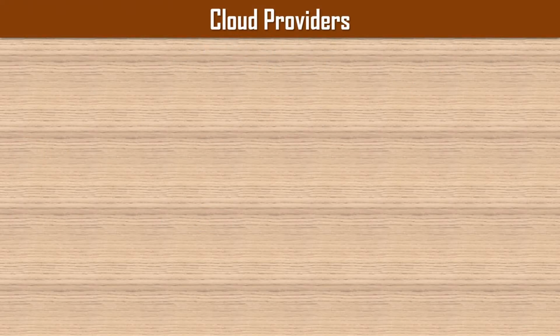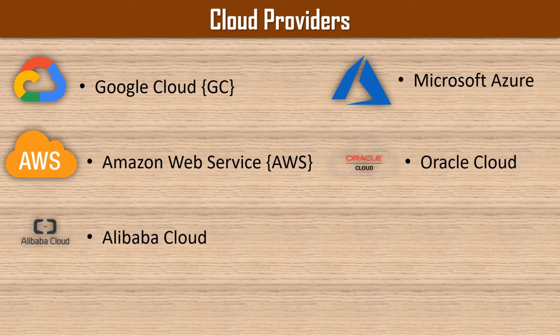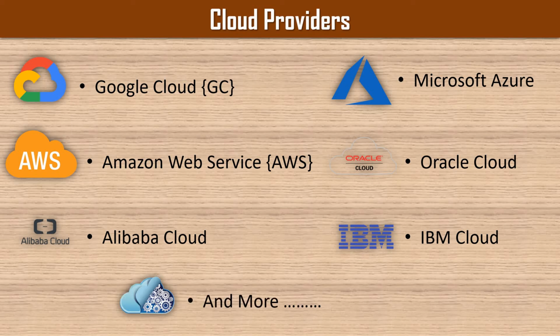Okay, cloud providers, a few of them are Google Cloud Platform, Microsoft Azure, Amazon Web Services, Oracle Cloud, Alibaba Cloud, IBM Cloud, and more and more. Cloud providers are not just those which you can see now on the screen. No, there are more than that. But all of them share most of the common concepts which we have explained in this series of what is cloud computing. So that is the end of this series.